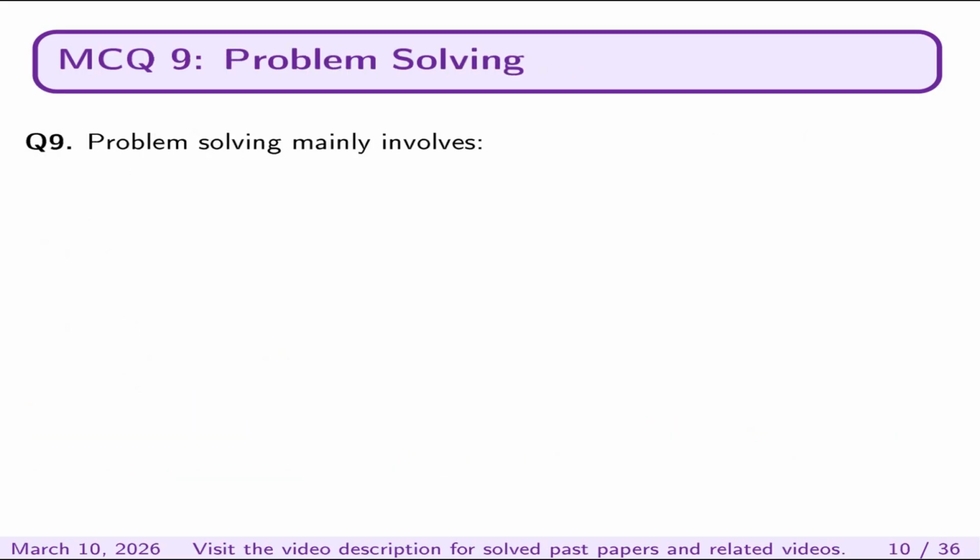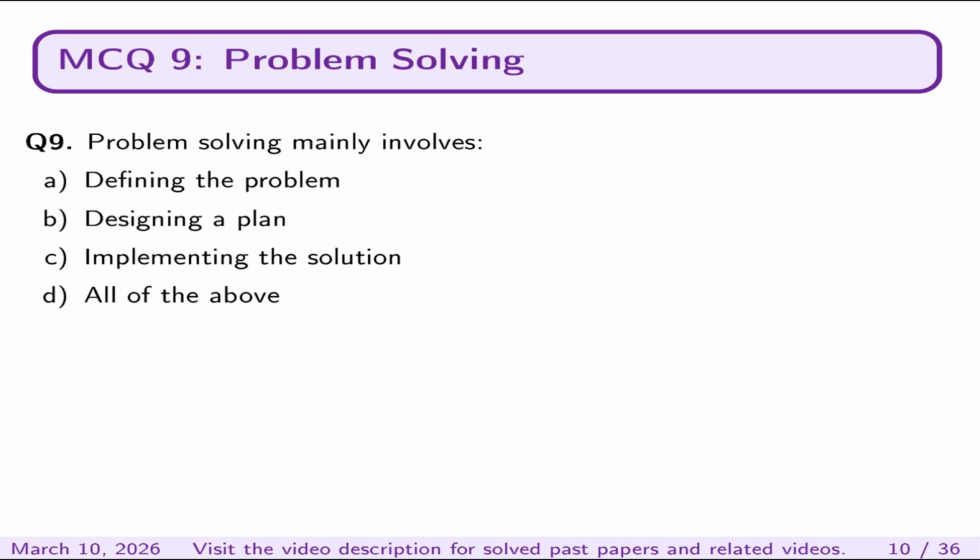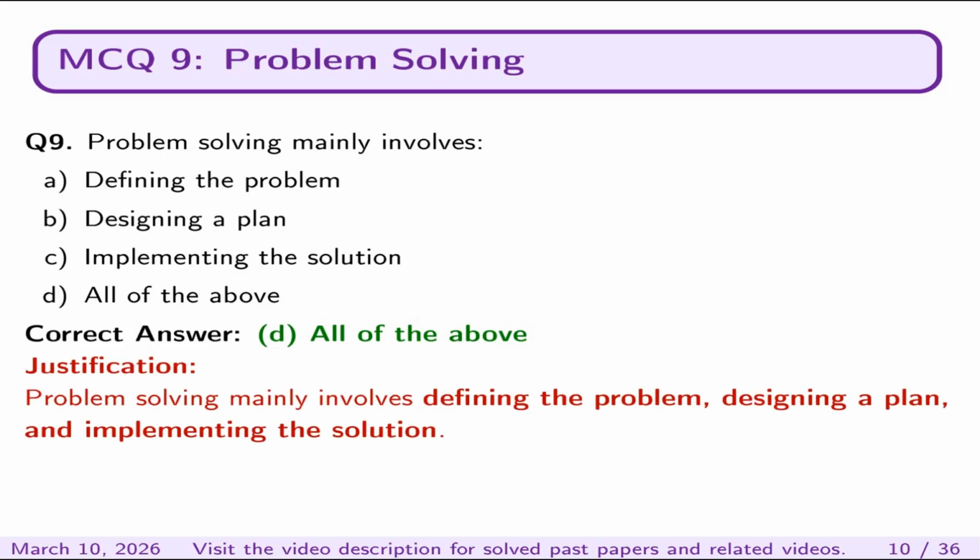Problem solving mainly involves defining the problem, designing a problem, implementing the solution, all of the above. It should be all of the above. The correct option is exactly all of the above. Because problem solving mainly involves these steps that are defining the problem, designing a plan, and implementation of the solution.